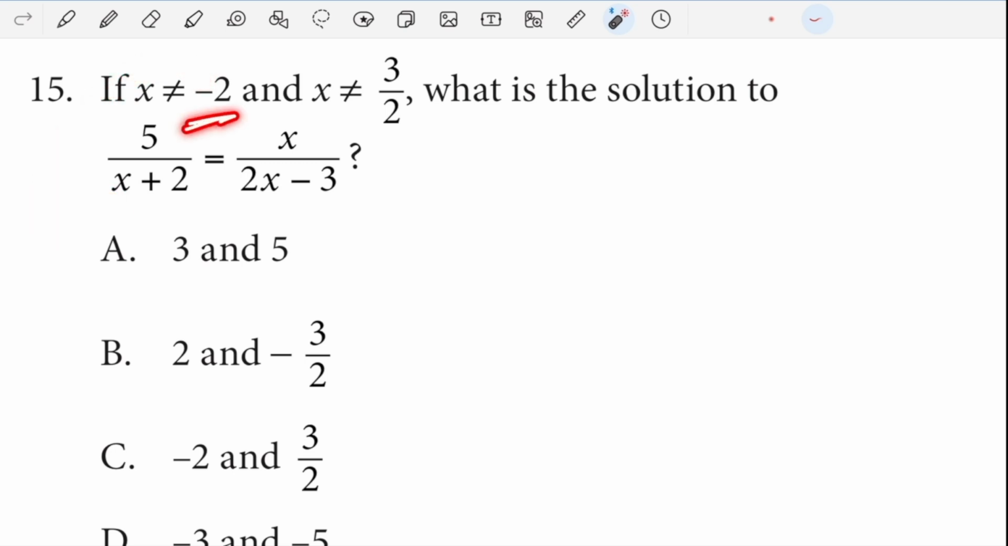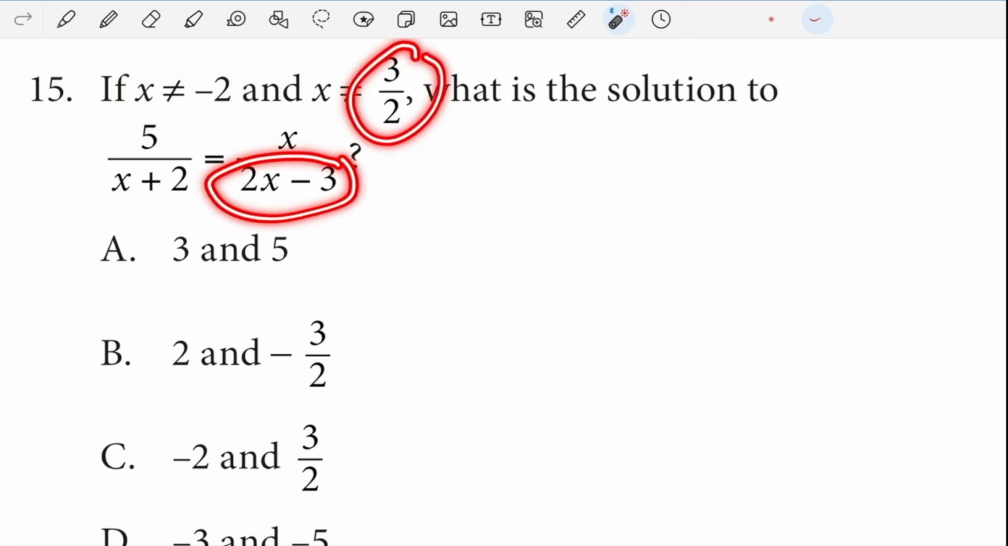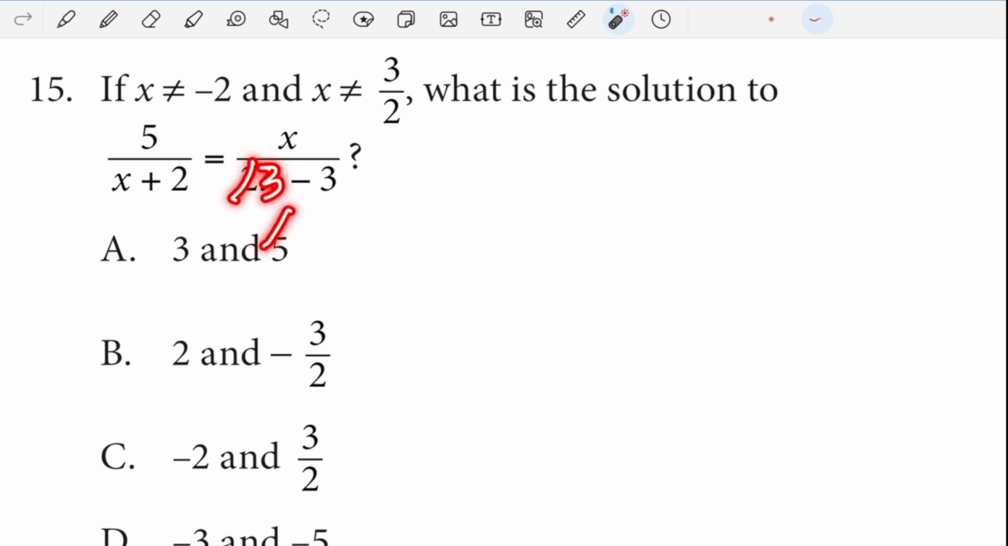If my x equals negative 2, and I replace negative 2 here, negative 2 plus 2 is going to give me 0. And 5 divided by 0 is going to be undefined. You can't divide by 0, so these are called restrictions. 3 over 2 is a restriction for the other side. If I plug a 3 over 2 here, the 2 cancels with the 2, and I'll have a 3 on the top. 3 minus 3 gives me 0. So these two are the restrictions of my rational equation.